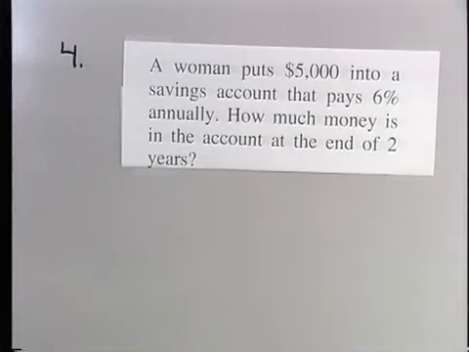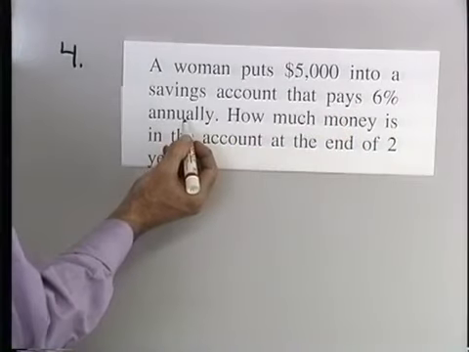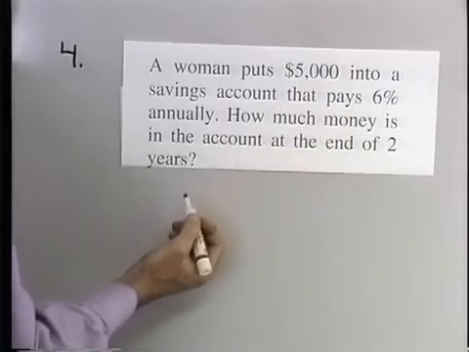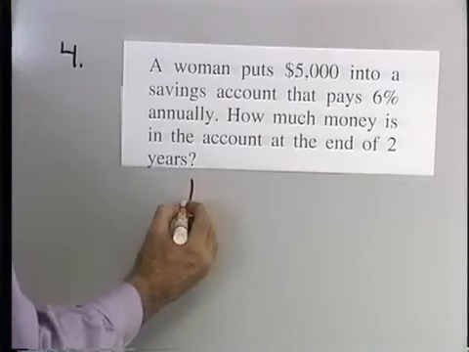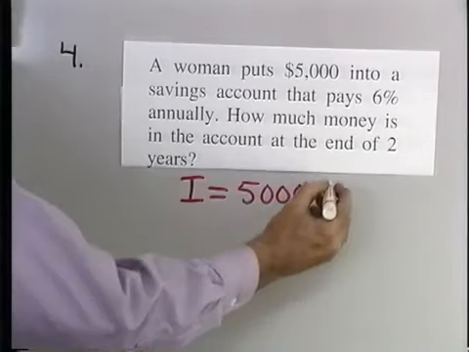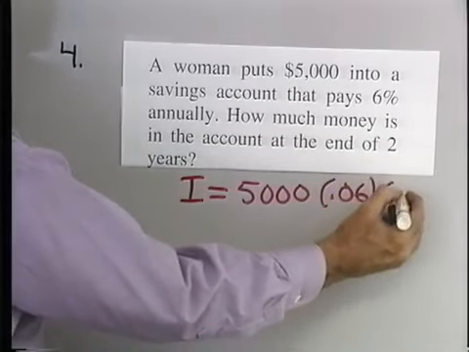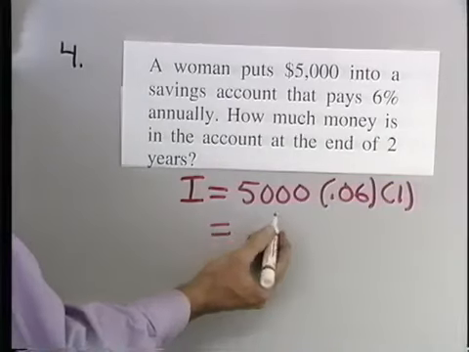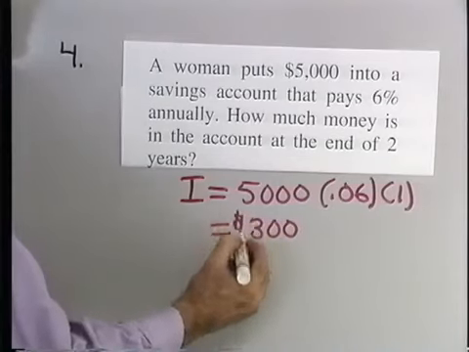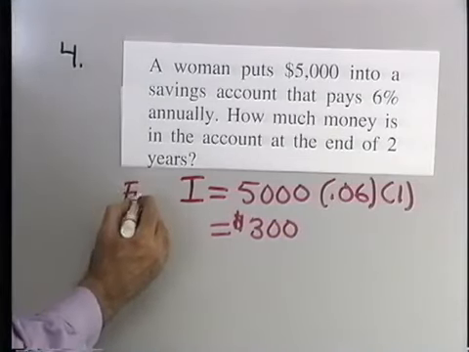Okay, problem 4, let's see. A woman puts $5,000 into a savings account that pays 6% annually. How much money is in the account at the end of 2 years? Okay, so now this pays 6% simple interest annually. So at the end of 1 year, I'm going to get 6% of this amount right here. So the first thing that I want to do is find out what that is. So the interest at the end of the first year will be the principal, the amount I started with at the beginning of the year, times 0.06 times 1 year. Now that will come out to be 5,000 times 0.06, that will be $300 in interest. Now that's the first year.